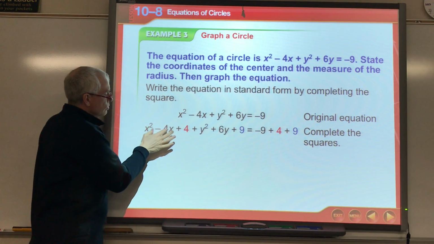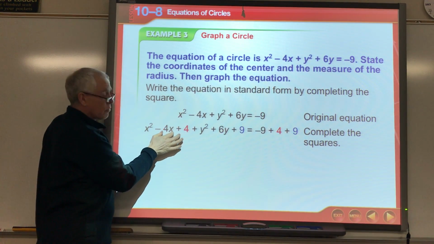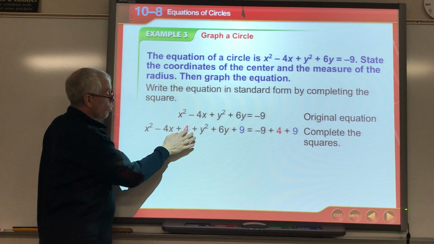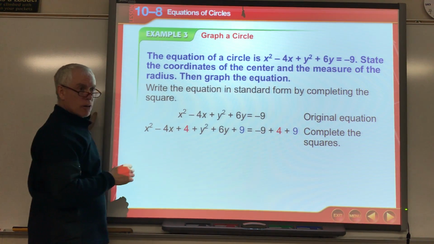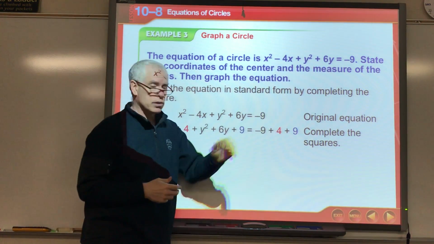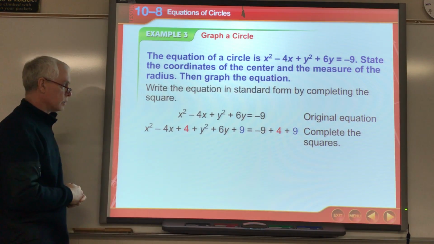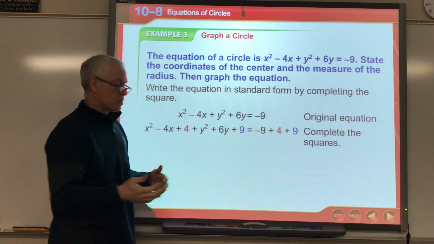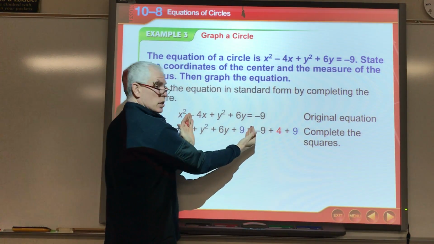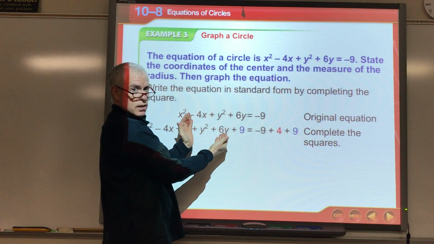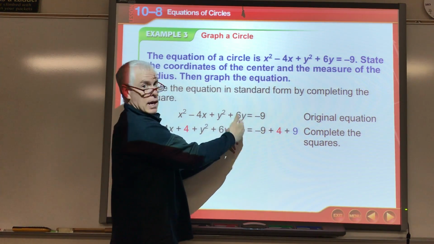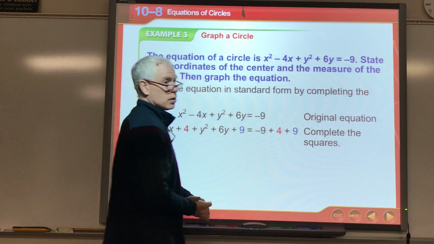So over here, you take half the middle term and square it. So half of 4 is 2, squared is 4. But because I added a 4 to the left side, I need to add a 4 to the right side so that I don't unbalance the equation. And then I need to complete the square for y as well. So if I focus on just the y's, half of 6 is 3, squared is 9. I added a 9 to the left side, I have to add a 9 to the right side.